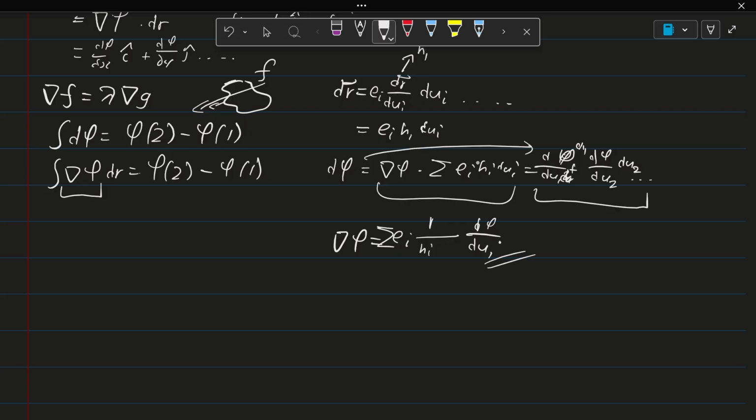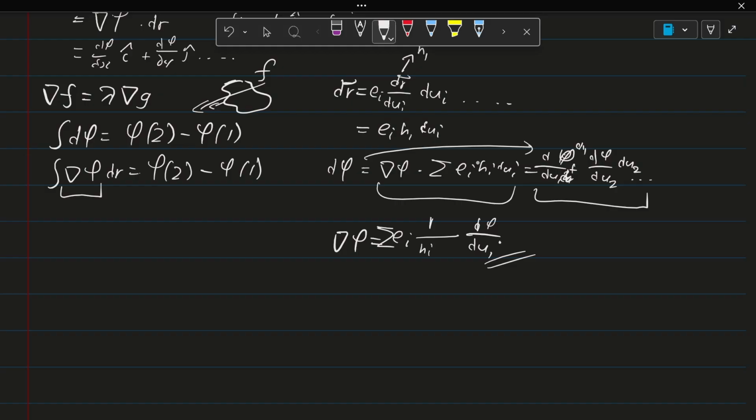It's like a guessing game, but if you understand this, you could derive your gradient for an arbitrary type of coordinate system. Something that I want to discuss here is that this ei corresponds to the direction, dui corresponds to the small parameter within that direction, and then dr over dui is the scaling factor. And this is very important when we talk about the curl as well as the divergence.